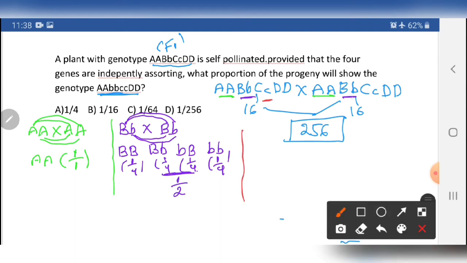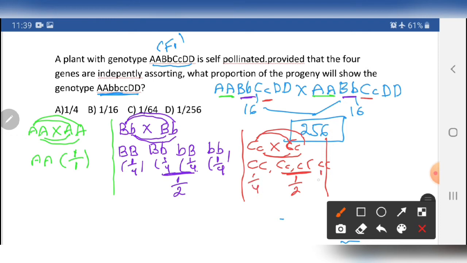And capital C small c. So Cc cross Cc. Combinations are all heterozygous condition. Capital C small c, capital C small c, again capital C small c, again small c capital C, small c small c. Both are the same values, 1 by 2, which is a 1 by 4 value. Next combination.